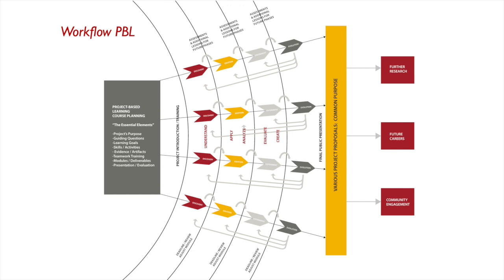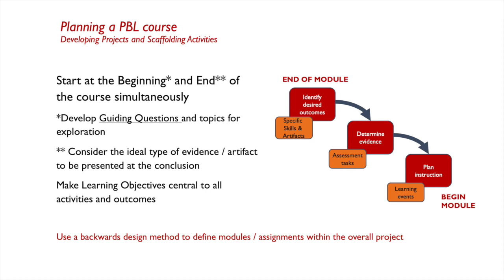You also start at the end. What's the common purpose? What do you think that these courses, when they're done, should reflect? What types of artifacts maybe are necessary? Now, part of this, in order to both start at the beginning and at the end, is that it's important that you have clear learning objectives central to all of the activities and the outcomes. So you see here that when one module ends, you want to try to identify what their outcomes are going to be, what evidence needs to show that, and then you work backwards and figure out what instruction needs to get them there. So this is the backwards design.